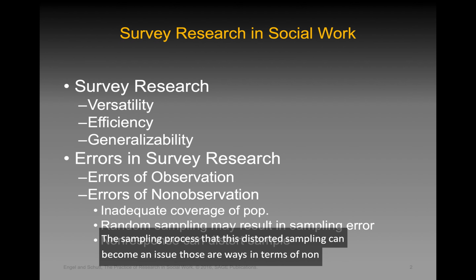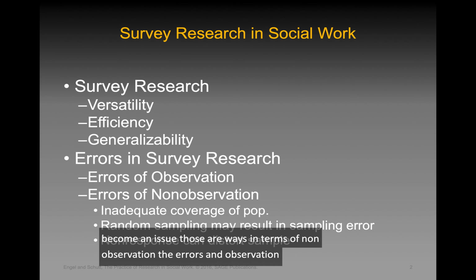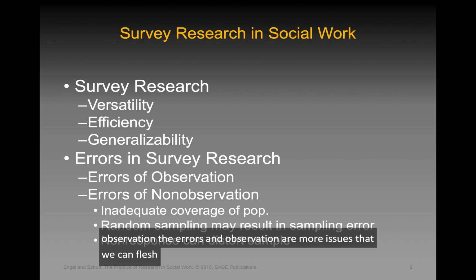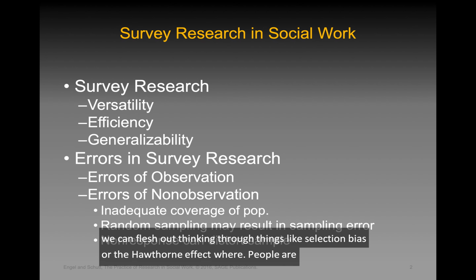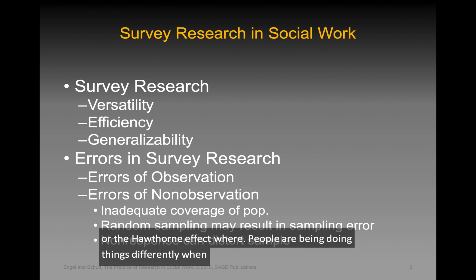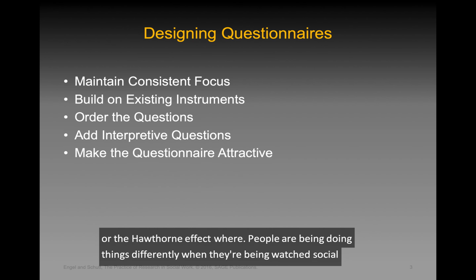The errors in observation are more issues that we can flesh out by thinking through things like selection bias or the Hawthorne effect, where people are doing things differently when they're being watched, social desirability, etc.